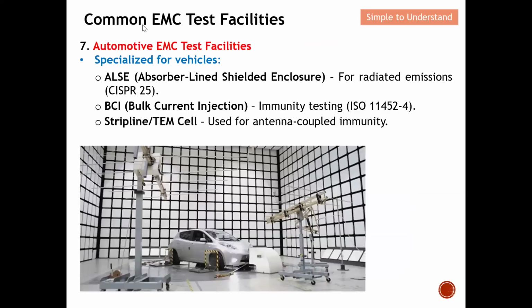The last one will be the automotive EMC test facility. These are mainly specialized to test for vehicle standards here. We have the ALSE, absorber lined shielded enclosure, basically for radiated emission, CISPR 25. For immunity, we have BCI, bulk current injection. If you are keen to know this, we also have a series to let you understand how to do all this testing. So these are the 7 common EMC test facilities.